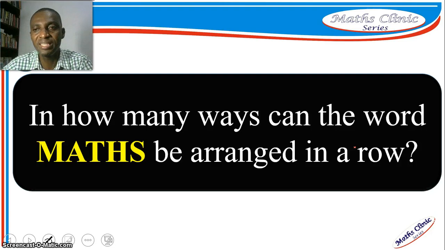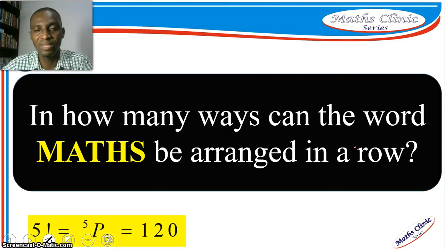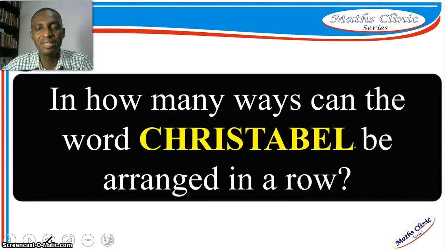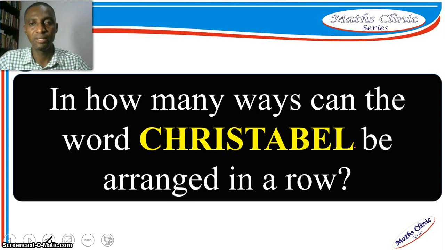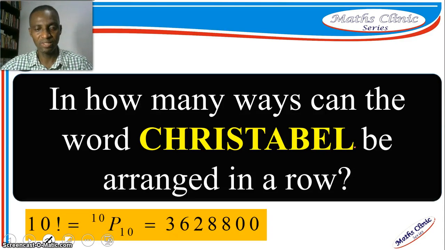I'm sure you can do this one too. In how many ways can the word maths be arranged in a row? Pause the video and I'll give you the answer afterwards. Good. I'm sure your answer came as this. Then the last example, example number 3. In how many ways can the word Christabel be arranged in a row? Christabel. No repetition. Can you see that? All right. I'm sure your answer is correct.